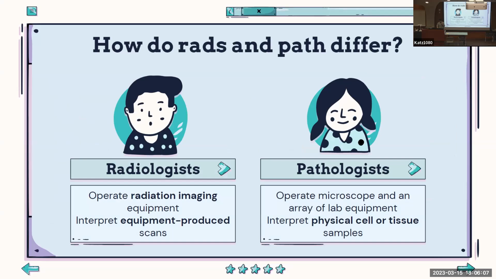Okay, so overview. What do radiologists and pathologists do? They're a little bit similar, but also different in that they operate different sorts of imaging methods. The radiologists operate radiation imaging equipment, not necessarily always radiation emitting ones. We'll go through them in just a bit. Pathologists operate microscopes. And essentially, radiologists look at the scans that are produced through the imaging equipment that they use, and pathologists look at the physical cells and tissues.